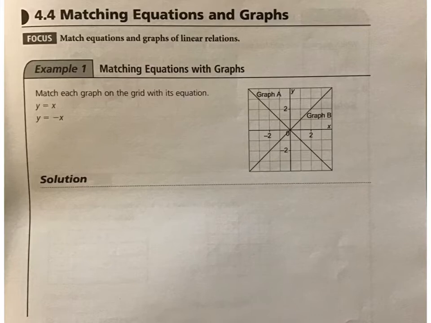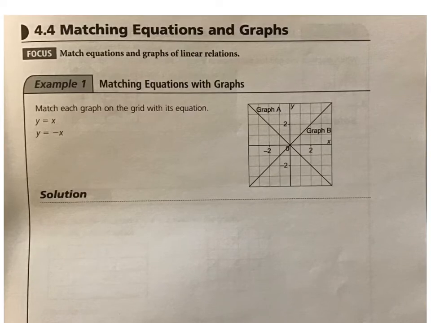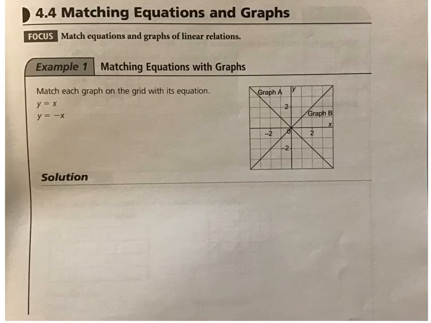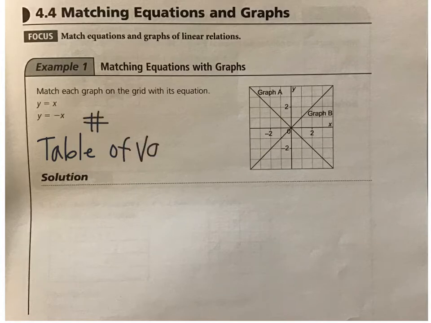So the first strategy you're going to learn is the strategy of using a table of values to help you. So that's going to be strategy number one. When you're asked to do one of these questions, you can pick strategy one or you can pick strategy two. Strategy one is that you're going to make a table of values.